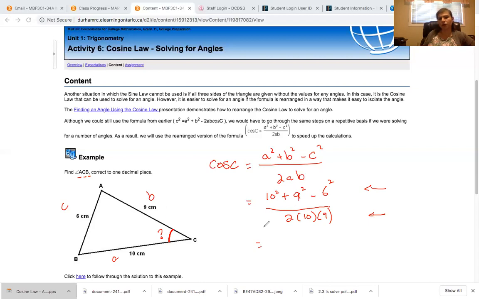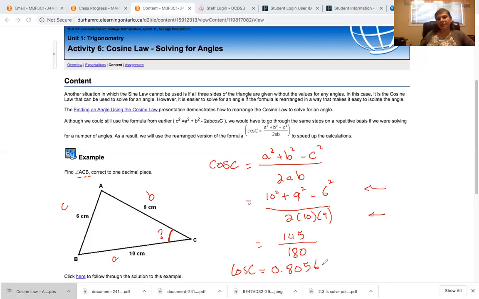And that's going to be 145, and divided by the bottom. So that's going to be 2 times 10 times 9, and that's going to be 180. So that's going to be 145 over 180. So you see that your answer that you're going to get here is going to be a decimal. And if you're writing a decimal, you're going to have to write it to at least 4 decimal places. So that's going to be 0.8056.